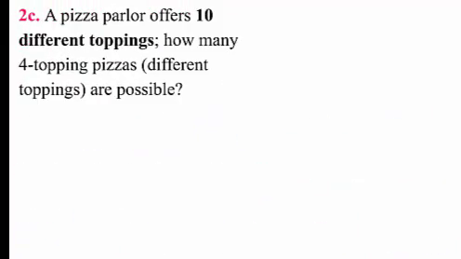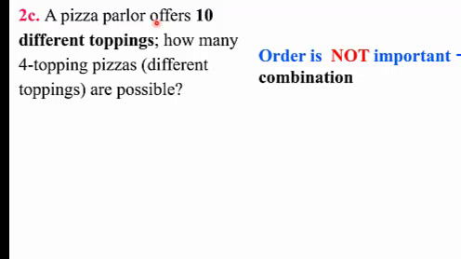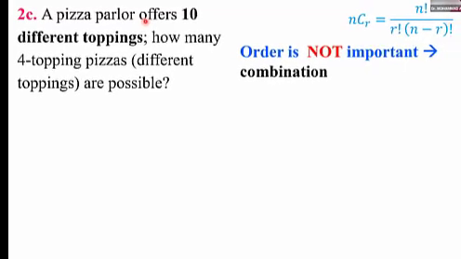A pizza parlor offers 10 different toppings. How many 4-topping pizzas, different toppings, are possible? When we go with this type of question and different toppings, it becomes a simple case that order is not important, so it becomes a combination. The reason order is not important is that if your first pick is anything you like, let's say pepperoni, versus the second or third or fourth, it makes no difference. You're going to get the 4 toppings. So it's a combination of 10 choose 4, order is not important.